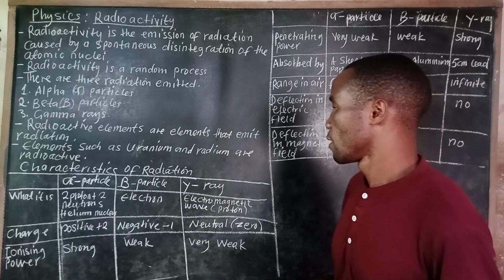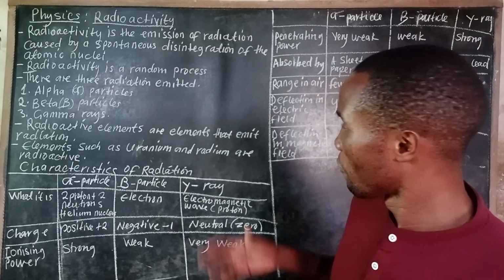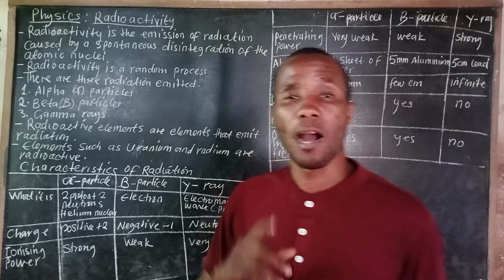Then we want to look at the ionizing power. For the alpha particle, the ionizing power is very strong.